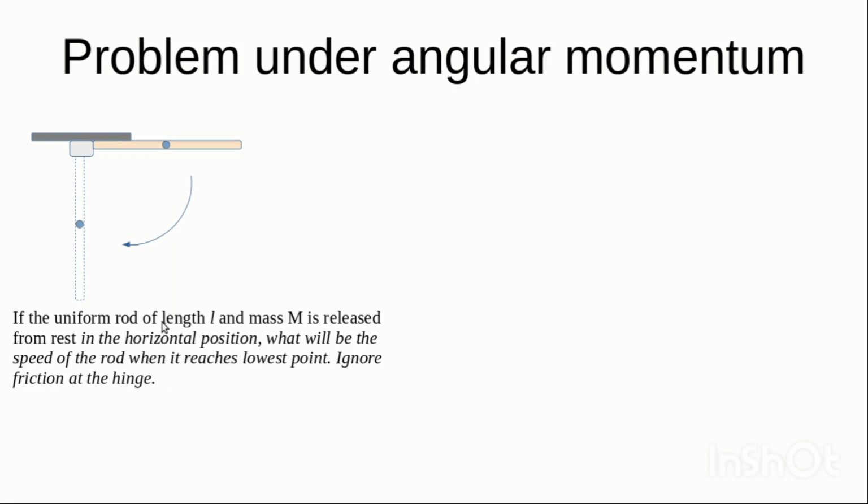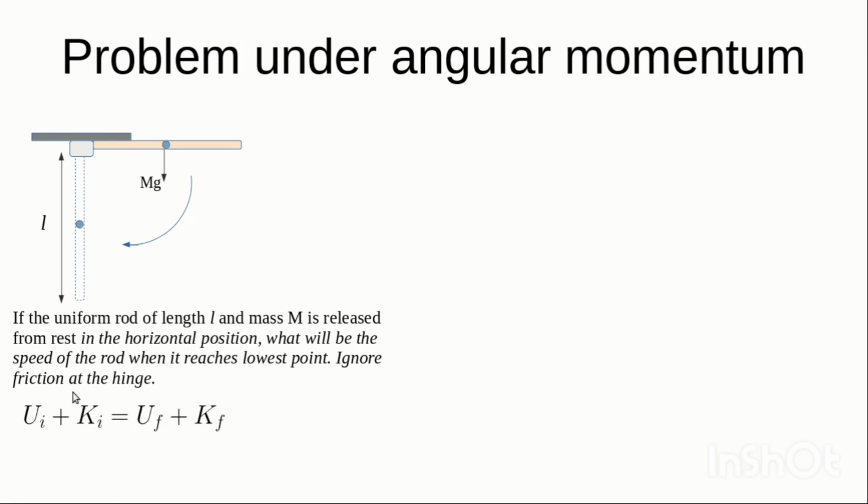To solve this problem, the first thing we consider is the length, L, and the mass of this particular rod. Because it is uniform, the weight will act at the center, which gives us mg. So the weight is mg. We consider the conservation of energy formula, which gives us the potential energy plus the kinetic energy at the initial point equal to the potential energy plus the kinetic energy at the final point.